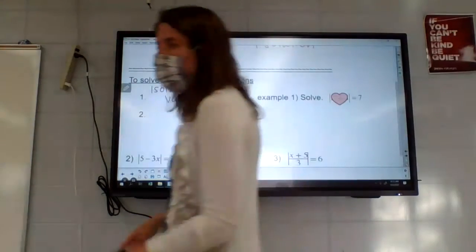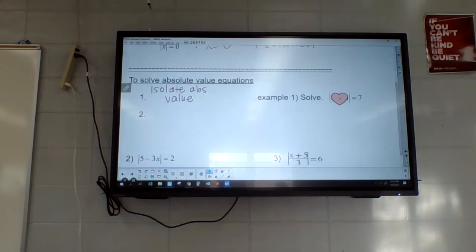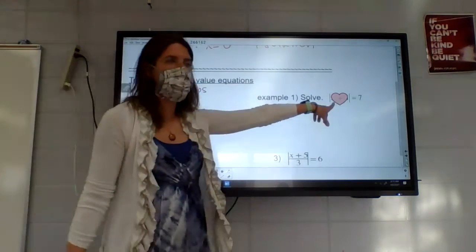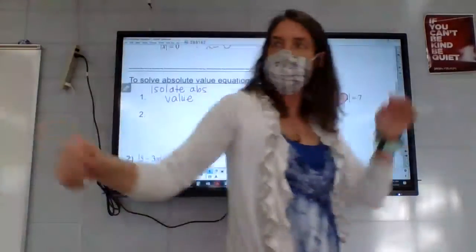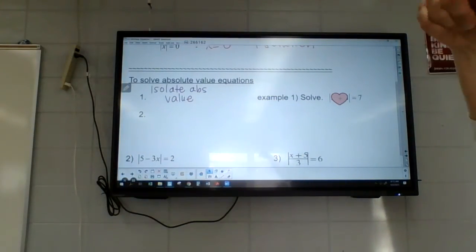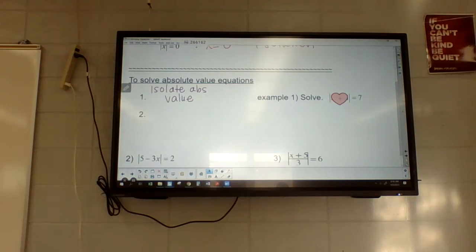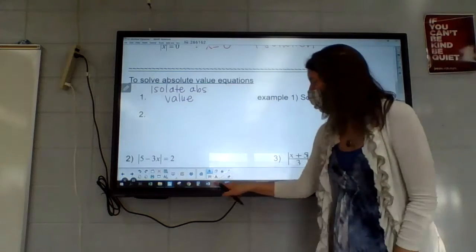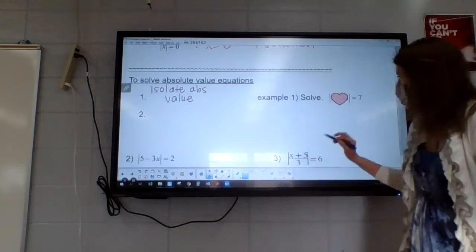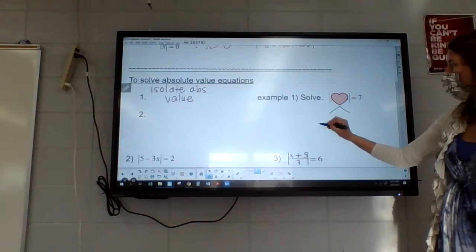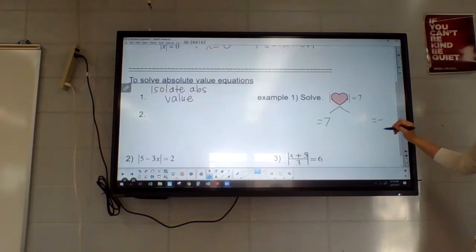So I'm going to cover up what's inside that absolute value. If I say the absolute value of heart equals 7, what values could be underneath that heart? 7 or negative 7. Those are the two values that could work underneath here. If you pretend you couldn't see what's there, it could either be 7 or negative 7. So what's underneath there could either equal 7 or negative 7.